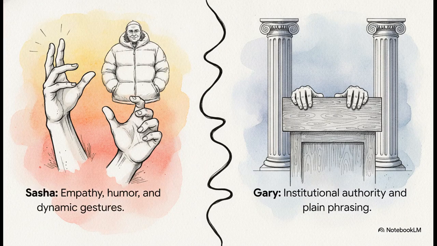Sasha Luccioni builds trust through empathy and connection. She uses humor. She actually references that viral AI image of the dopey Pope in a puffer jacket. She uses super conversational language, personal experience, and highly dynamic hand gestures. Gary Marcus, on the other hand, leans heavily into a cautious institutional ethos. He uses very plain phrasing, stands super grounded, and actually builds his credibility by openly admitting the limits of his own expertise, saying things like, "I don't actually know how to do that."